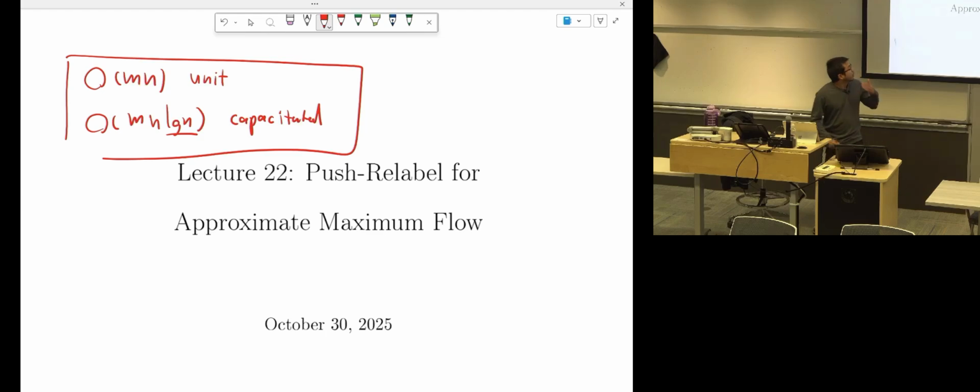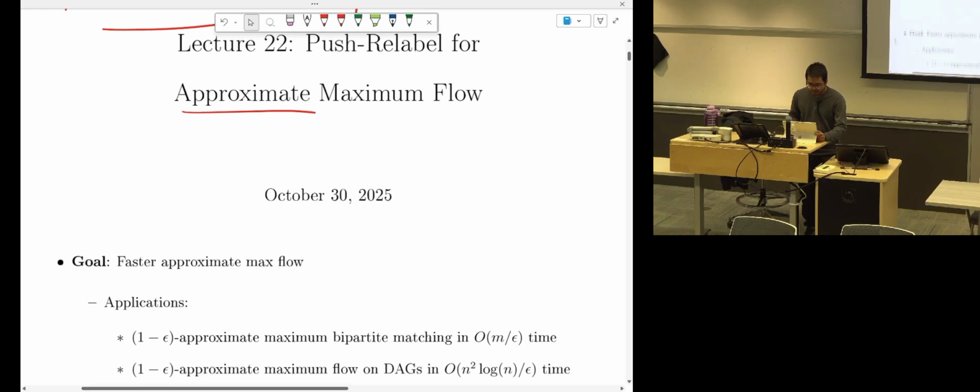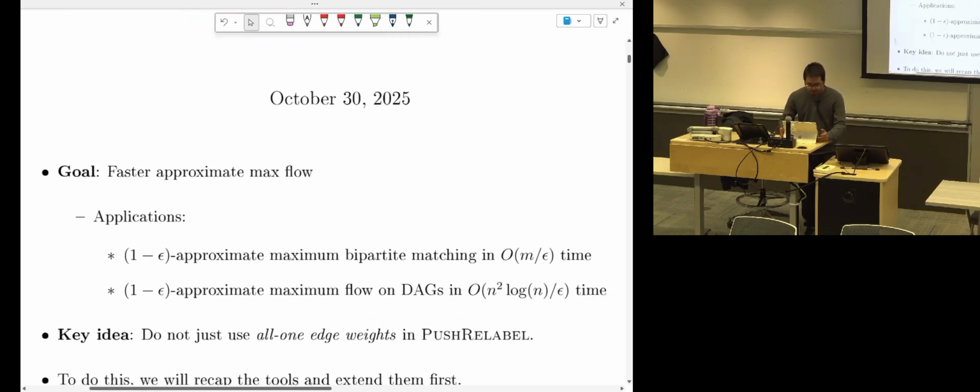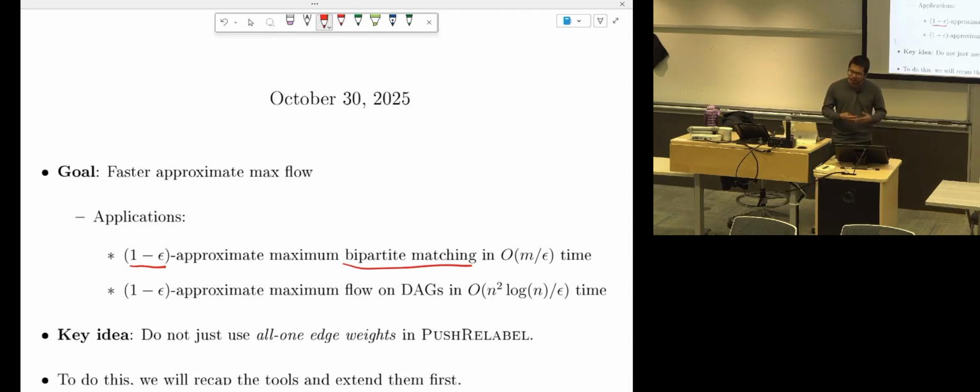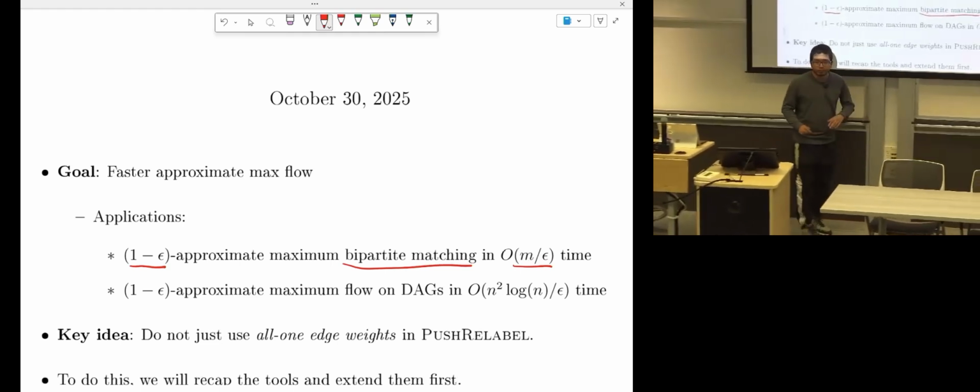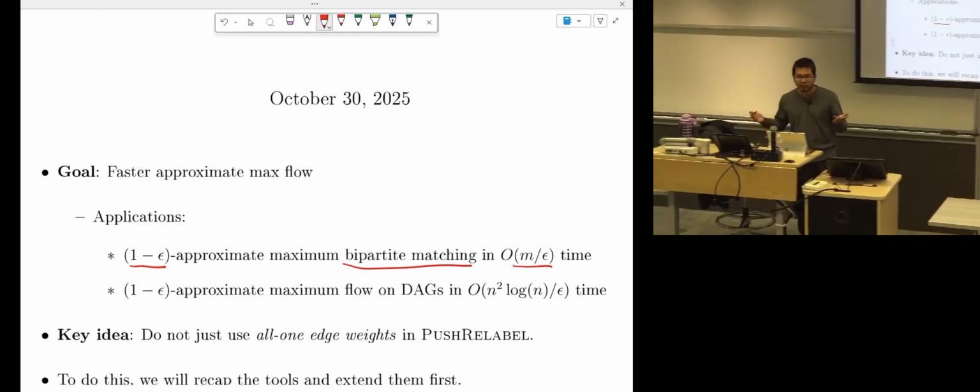And the goal today is to go beyond mn, like make it faster, at least in some graphs. But we're going to pay some approximation. So in particular, we'll see how to compute approximate bipartite matching, which I recall is an instance of max flow, a special case of max flow. And you'll see how to do it in basically linear time, m over epsilon. So if epsilon is constant, this is linear time.